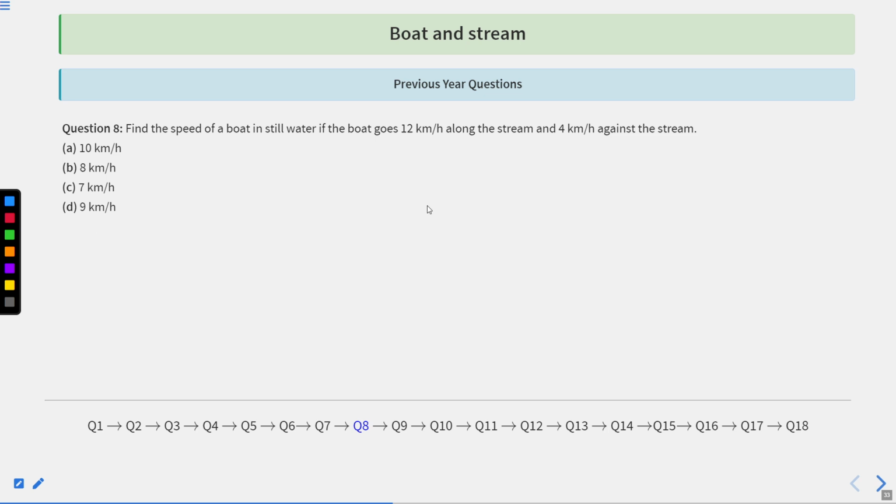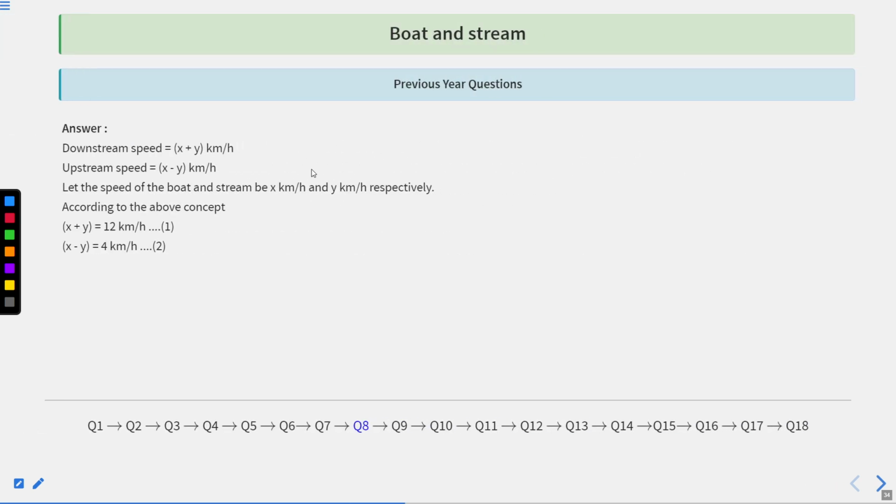Moving to problem number 8. Find the speed of a boat in still water, if the boat goes 12 km per hour along the stream and 4 km per hour against the stream. So you have to find the speed of the boat in still water.